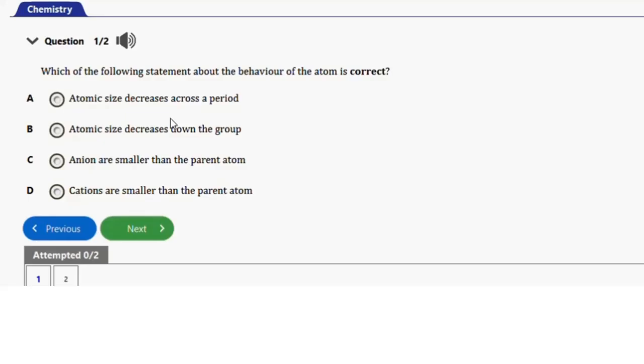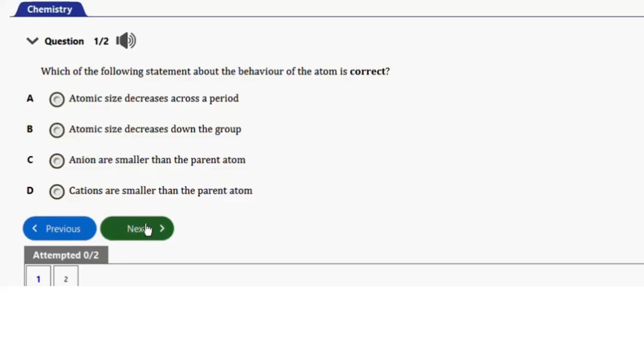Atomic size increases down the group, but decreases across the period. Across the period, shells are added, whereas down the group electrons are added. So the right answer to this question is option A. Very important, take note of this particular question. Atomic size decreases across the period. So that's for this question.